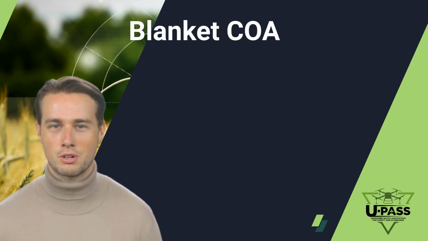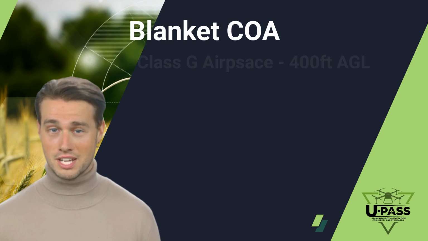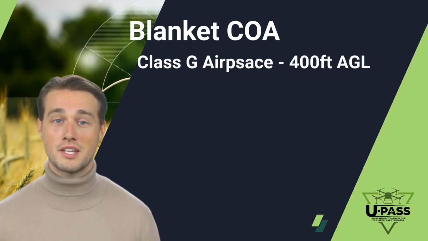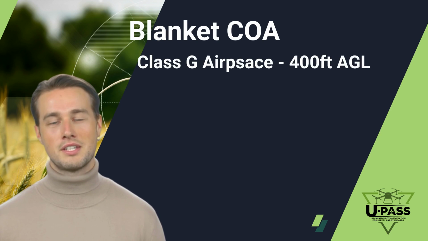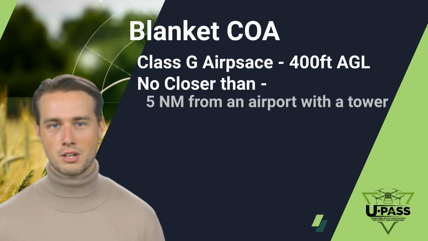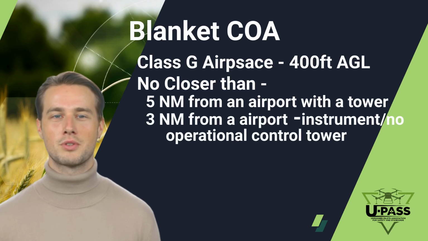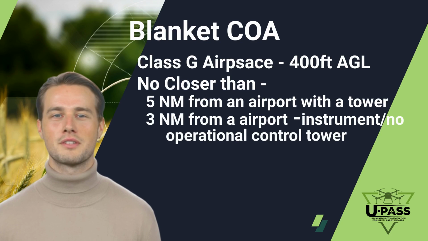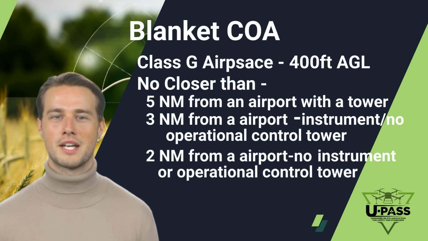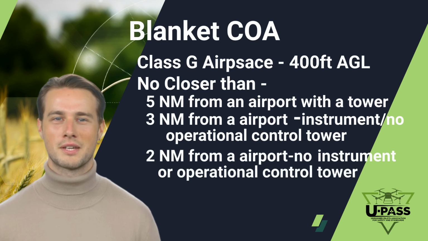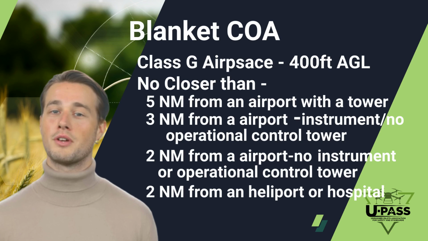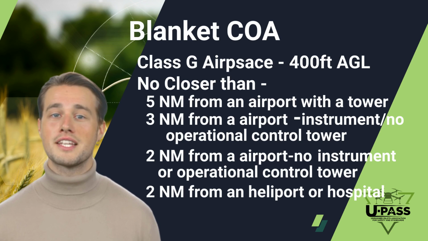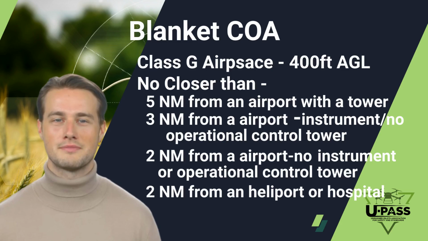The standard blanket COA granted with the exemption includes Class G airspace at or below 400 feet above ground level in national airspace systems, no closer than 5 nautical miles from an airport having an operational tower, no closer than 3 nautical miles from an airport having a published instrument flying procedure but not having an operational control tower, no closer than 2 nautical miles from an airport not having a published instrument flight procedure or operational tower, and no closer than 2 nautical miles of a heliport or hospital. These are some of the restrictions that can be relieved by a jurisdictional civil COA.